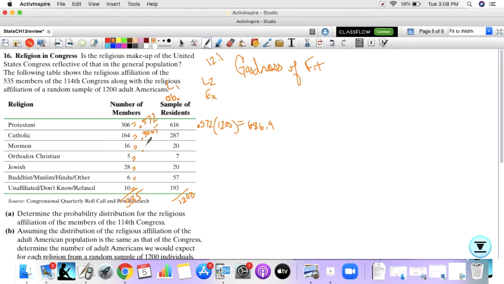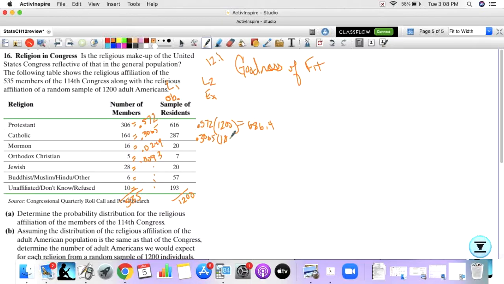This one's going to be 0.0299. This one would be 0.0093, and so on and so forth. Then we're going to take each of those decimals, okay, and we're going to times it by the amount of people surveyed.